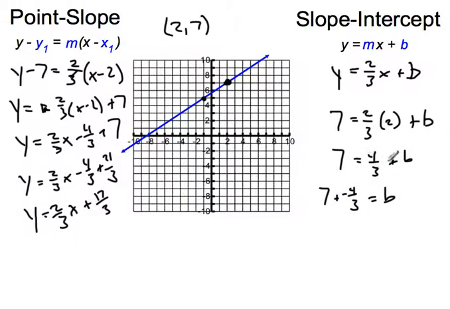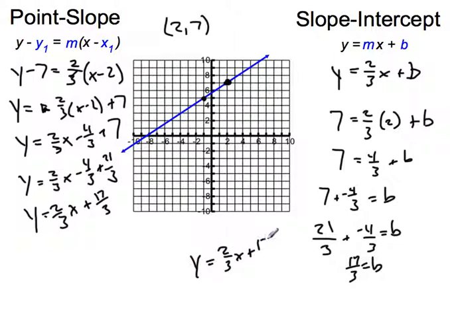So 7 plus negative 4 thirds is equal to b. When we add it to this side, it just cancels out with the 4 thirds. We still need to do some conversion. So this is 21 thirds plus negative 4 thirds equals b. And then we end up still getting 17 thirds is equal to b, and then we would need to rewrite this as y equals 2 thirds x plus 17 thirds.